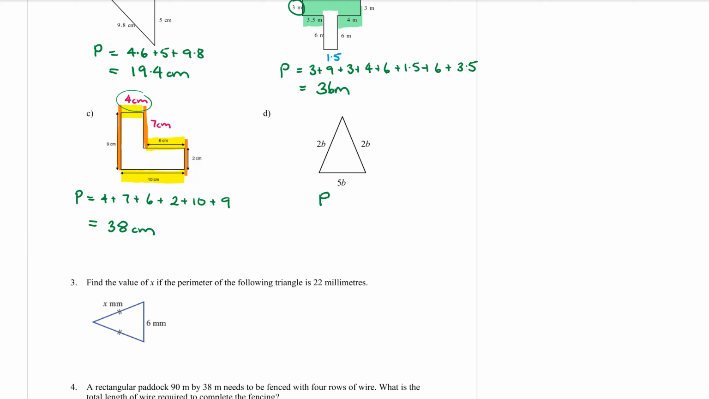So P for perimeter is going to be all of those sides added together. 2b plus another 2b plus 5b. So the 3 sides. Now, you know that in algebra, we can add things together as long as they have the same letters, as long as they're like terms. And those 3 things there are all like terms because they're all b terms. So all I need to do is add the coefficients or the number in front of the b. So 2 plus 2 is 4, plus 5 makes 9b. So my perimeter is equal to 9b.